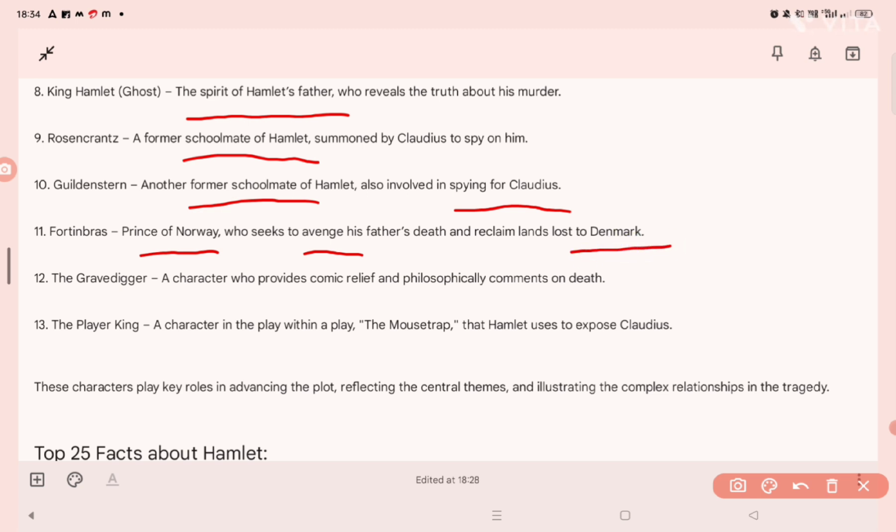The gravediggers are characters who provide comic relief and philosophically comment on death. The Player King, a character in the play within the play, The Mousetrap, that Hamlet uses to expose Claudius. These characters play key roles in advancing the plot, reflecting central themes and illustrating complex relationships in the tragedy.